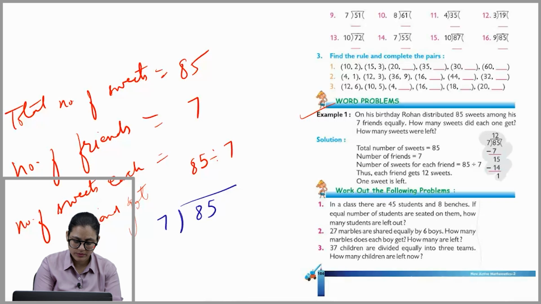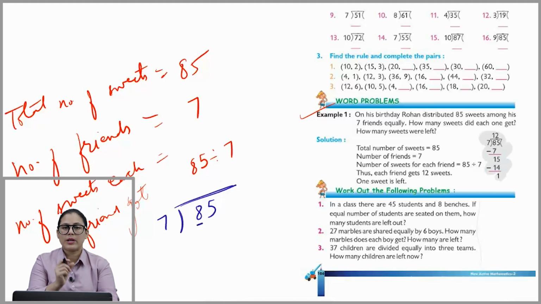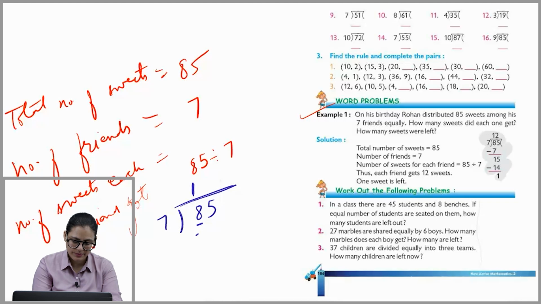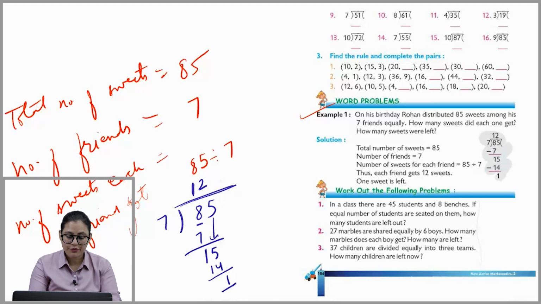7. Okay. We'll divide 1 by 1. Okay. Means we'll take first one number. 7 ones are 7. 1 remainder. Then 5. 7 twos are 14. 1 remainder. Okay. So, each friend gets 12 sweets and 1 sweet is left.